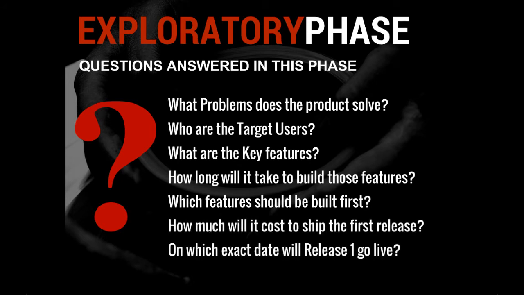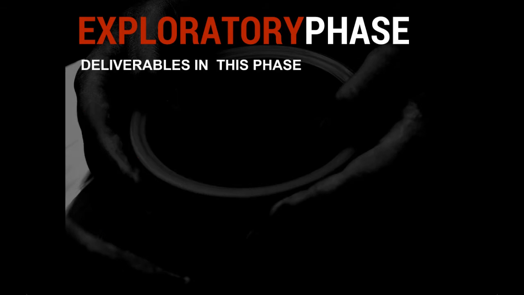In the process of answering all those questions, we create a bunch of deliverables. All of this is documentation that is created during the exploratory phase. The whole product idea is broken down into a list of high-level features and then further broken down into what are called stories. And it's the stories that eventually get converted into working software. Once all of the stories that form a feature are coded and shipped, we can call that feature complete.